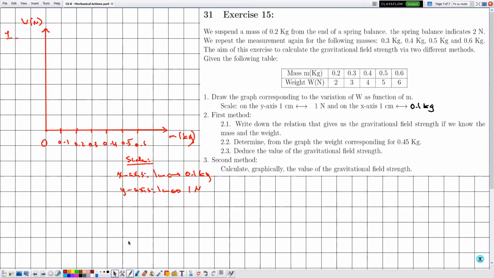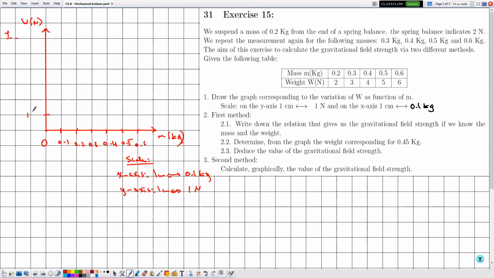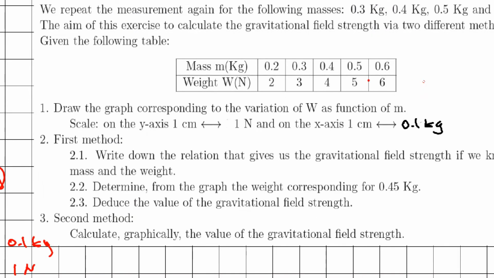And in this case, we can minimize the graph to here. And now as for the y-axis, each 1 centimeter will add up 1. Then this is 1, 2, 3, 4, 5, 6, which is the final value on the table.